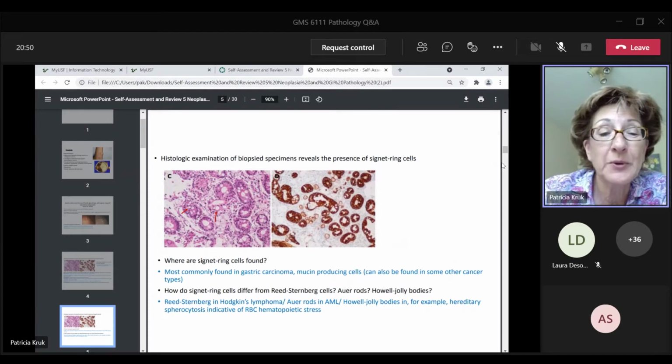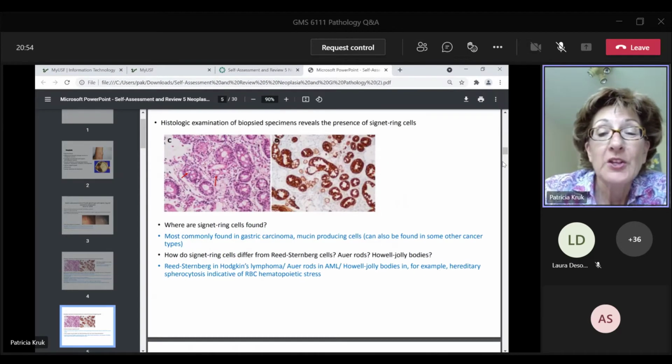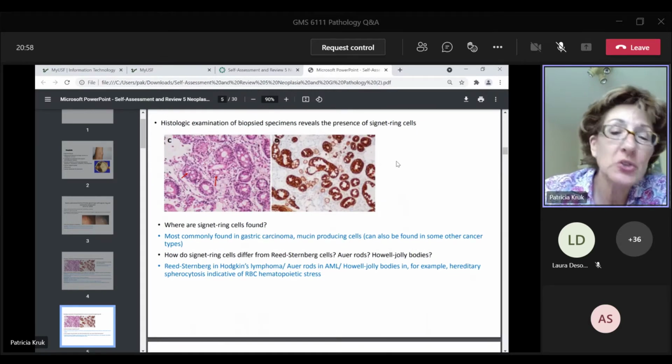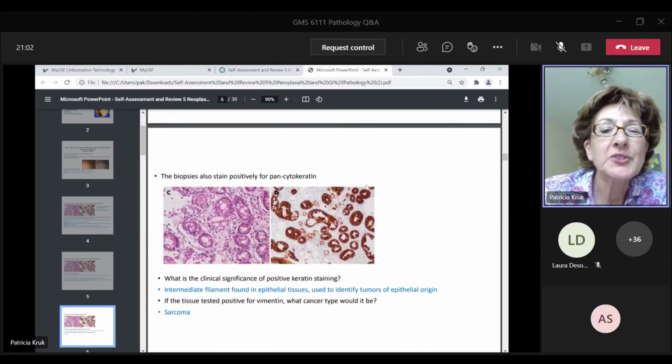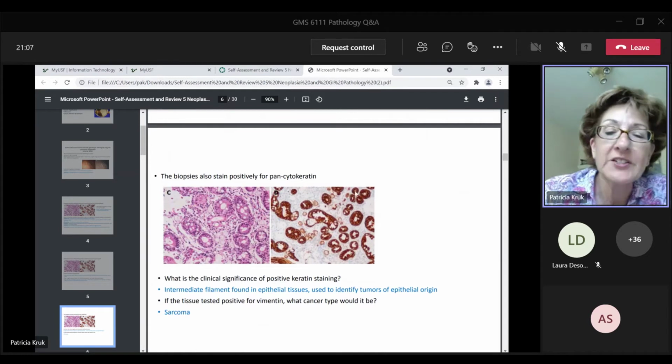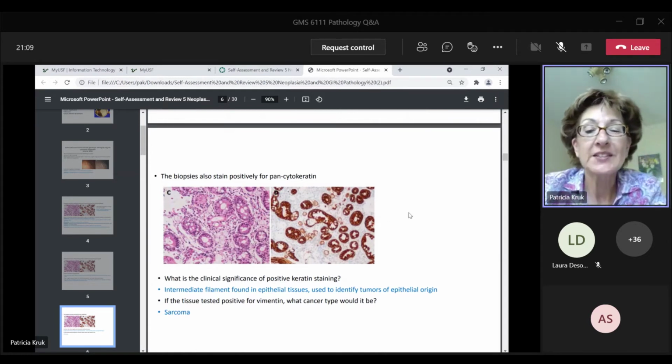All right, any problems so far? No? Okay. So we see this characteristic of these ring cells, signet rings. If you see that, usually we're talking gastric carcinoma. They also stain for what they call pancytokeratin. Pan means just all keratin types. And what's the significance of that?